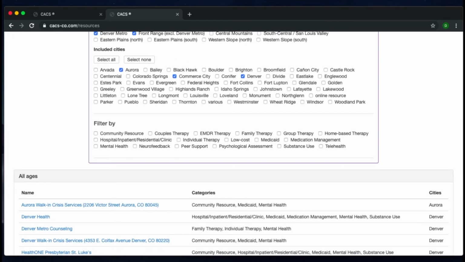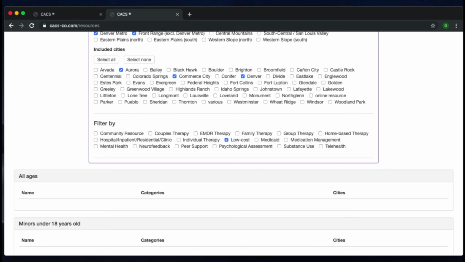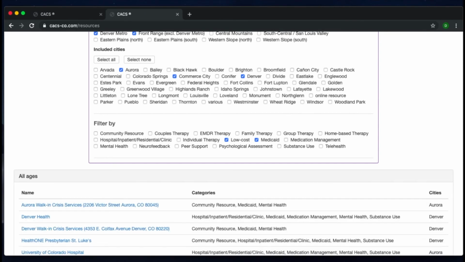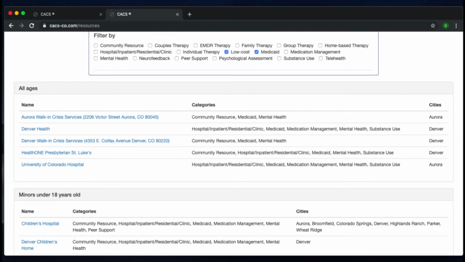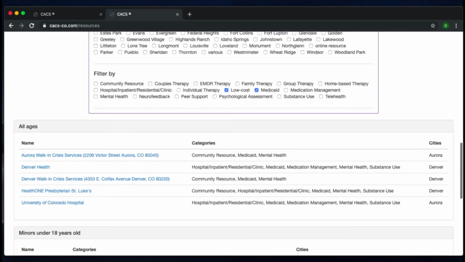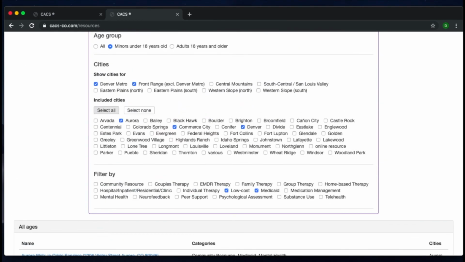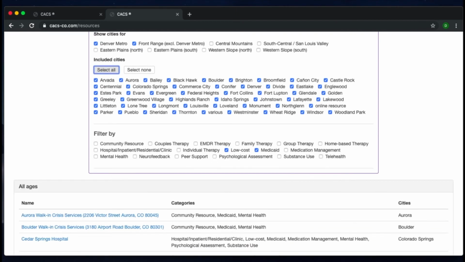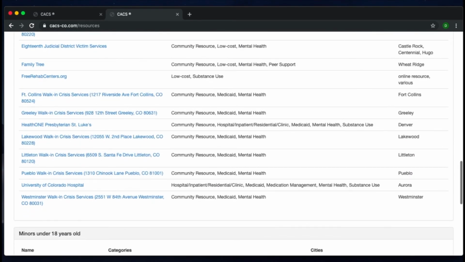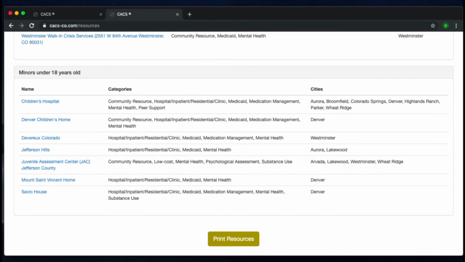And let's say for this individual, because she's 12, we're also looking for low-cost options, or maybe even a Medicaid situation for her. So the more information you put in here, the more it's going to filter down based on what we have in our resource directory. And what you're seeing is for all ages, it's alphabetical order, and then for minors. And the more you filter, the less you have in the list. But let's say you have everything, it should then populate a lot more resources based on where they're located.